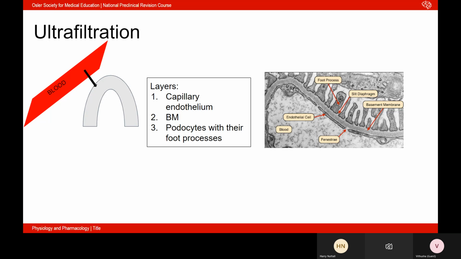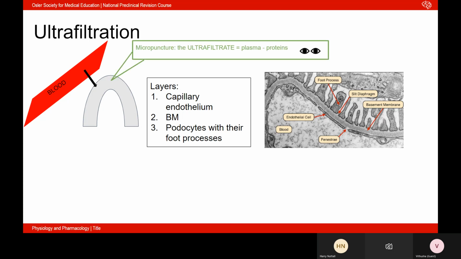So looking more closely at ultrafiltration, it was really first discovered when there was the micropuncture of the fluid, and it showed that basically it was similar to the contents of plasma, but there were no proteins in this fluid. So there must have been some sort of filtering process to remove those proteins. And this filtering process occurs through the 3 layers of which the filter is composed: the capillary endothelium of the glomerular capillaries, the basement membrane, and the podocytes with their foot processes.